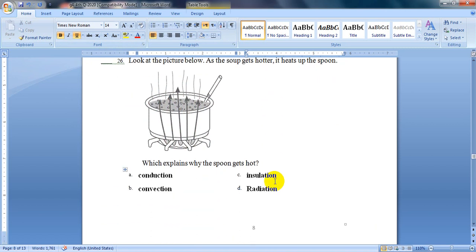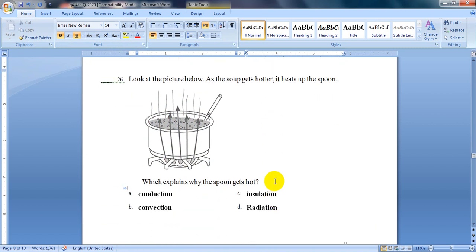The next one, 26. Look at the picture below. As the soup gets hotter, it heats up the spoon, which explains why the spoon gets hot. Conduction, convection, insulation, or radiation. Here there is a liquid heating up, so it is convection. The heat is transferring through a liquid, so it's convection.